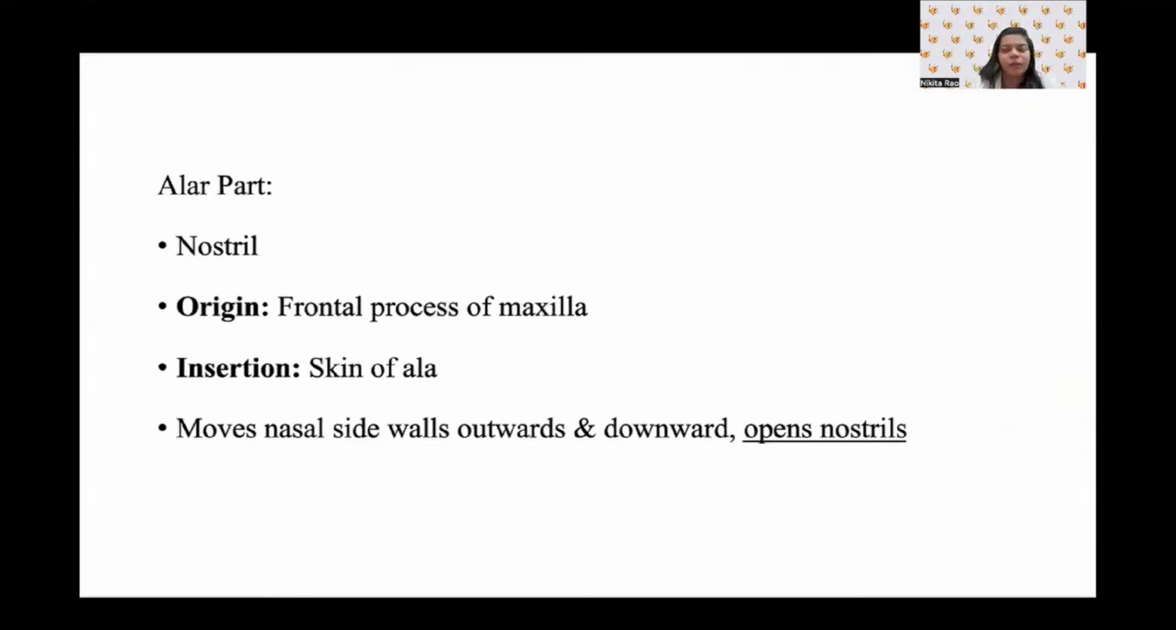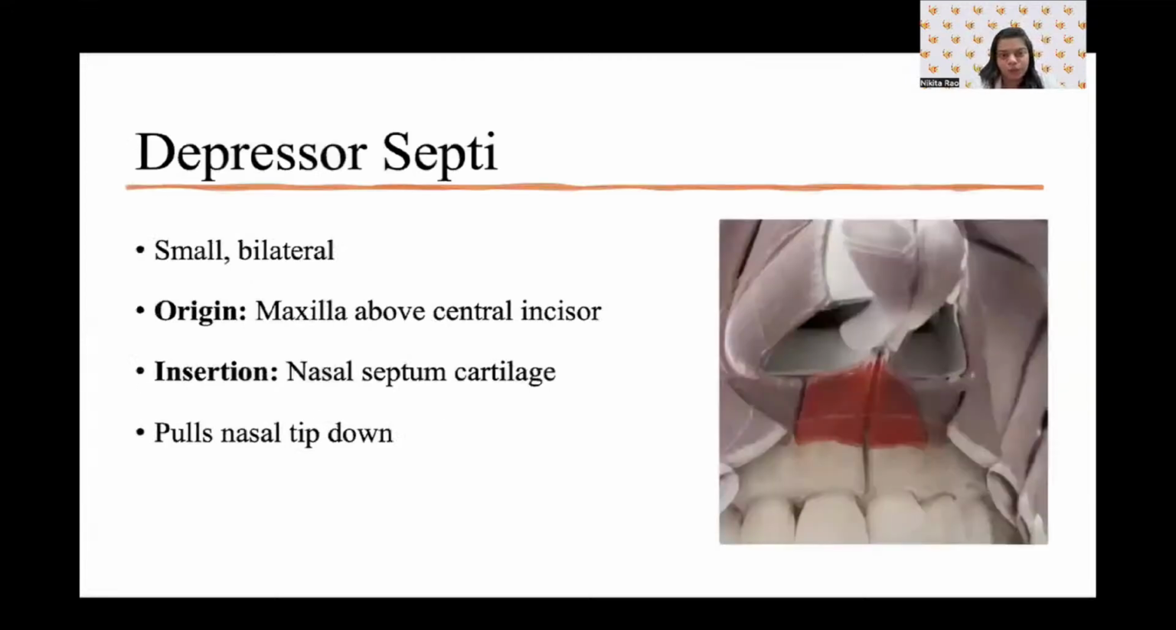The alar part is mainly present over the nostril. It originates from the frontal process of the maxilla and gets inserted in the skin of the ala. It helps in movement of the nasal side walls outwards and downwards and helps in opening of the nostrils. Next is depressor septi. It is a small bilateral muscle, originates from the maxilla above the central incisor. Insertion is mainly over the nasal septal cartilage and it helps in pulling the nasal tip down.